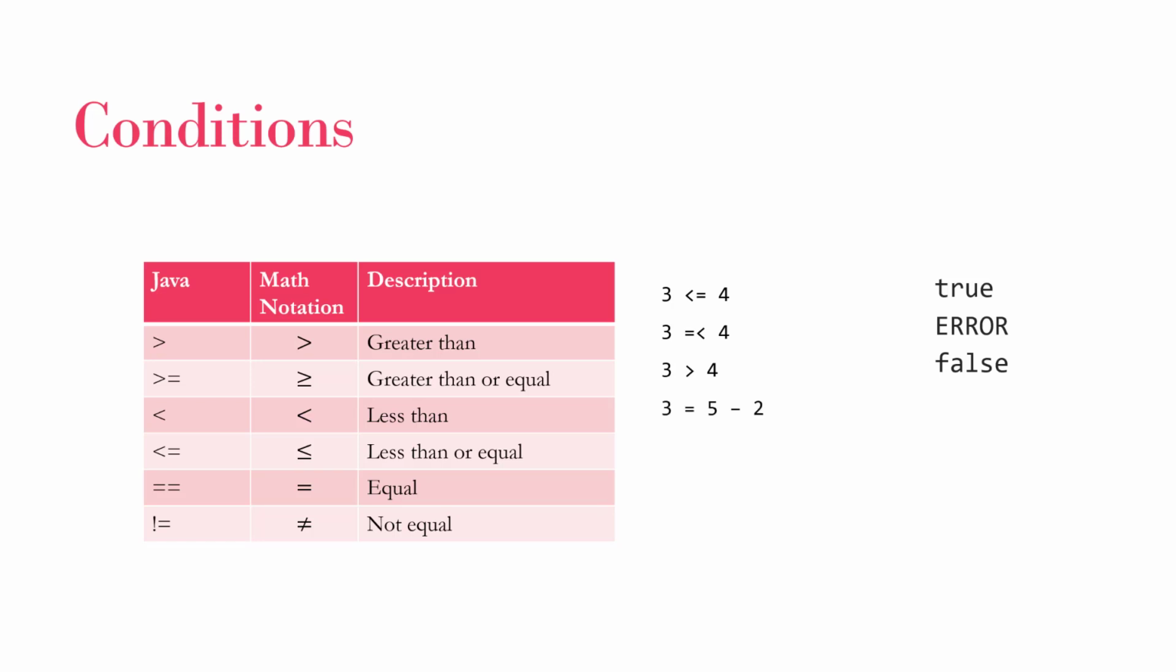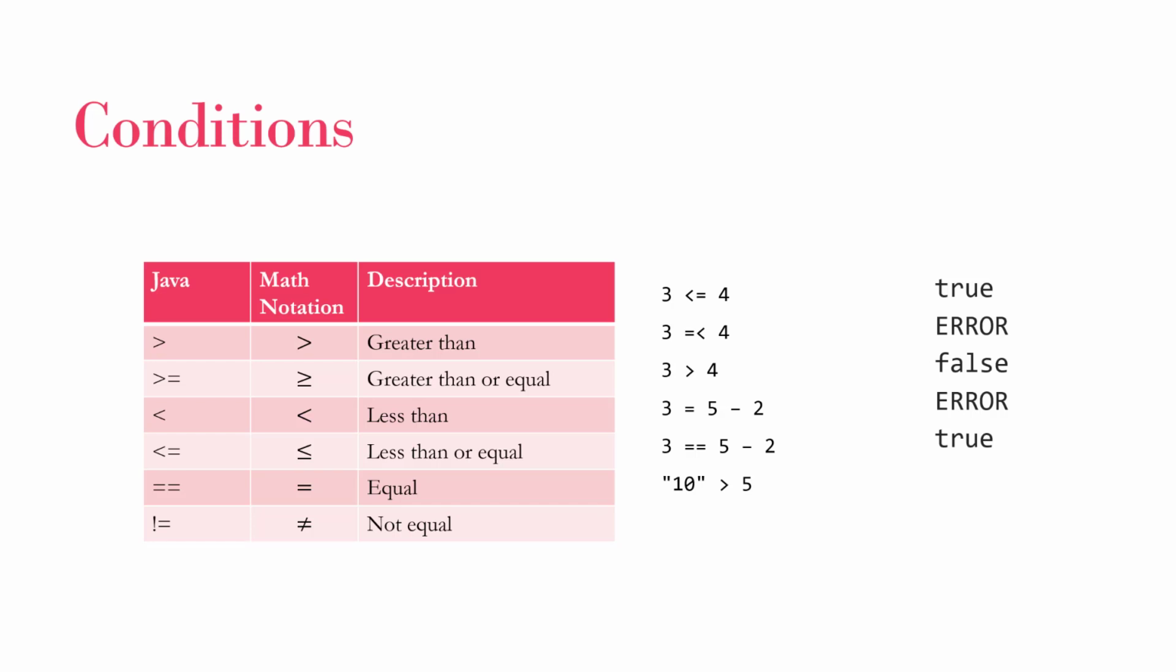For 3 equals 5 minus 2, now 5 minus 2 is equal to 3, and 3 equals 3. But notice that we only have one equal sign, so we're assigning the value of 3 to 3. Java gets confused by this and will throw an error. This is what we're looking to do, because remember, double equals is a comparison. Single equals is assigning. So here we're comparing 3 with the value of that expression, and this would be true, right?